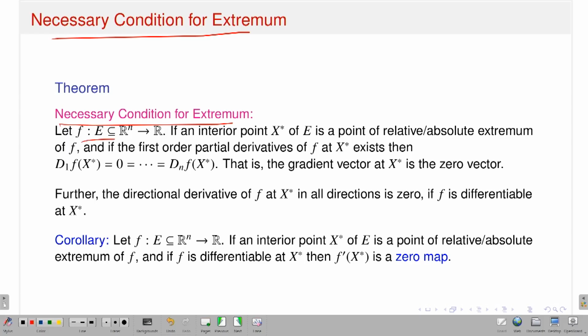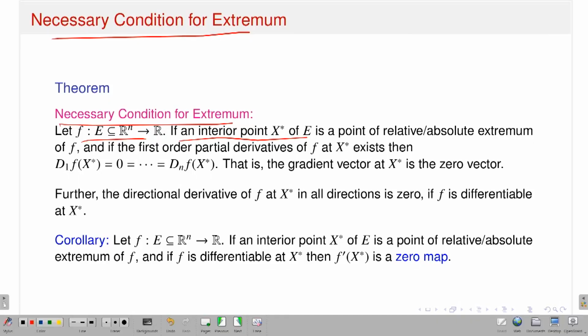I am starting with a function f from a set E, a subset of R^n, to R, which is a scalar field. I am saying that if an interior point x star of E is a point of relative or absolute extremum, and if all the first order partial derivatives of f at that point x star exist, then they have to be 0. Okay. So, if I have a function and a point x star which is an interior point and a point of relative or absolute extremum, and all the first order partial derivatives exist at that point, they have to be 0.